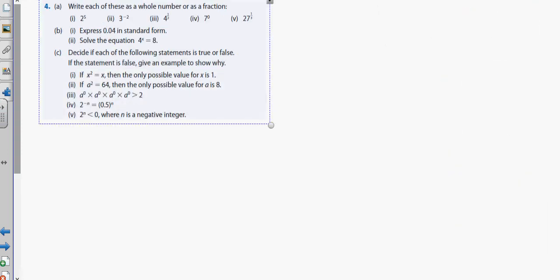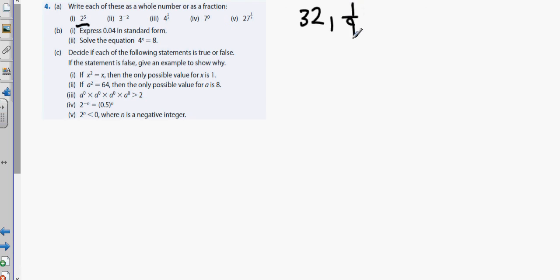Write each of these numbers as a whole number or a fraction. 2 to the power of 5, check your calculator, is 32. 3 to the power of minus 2 is a ninth, just put it into your calculator. 4 to the power of a half is the square root of 4, and the square root of 4 is 2. 7 to the power of 0 is 1, because any number to the power of 0 is 1.